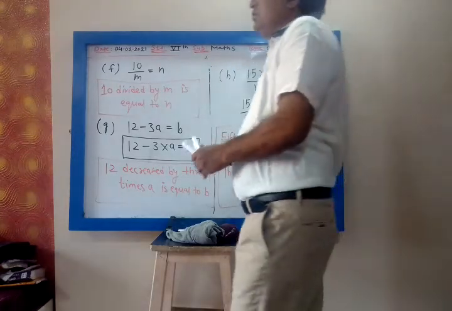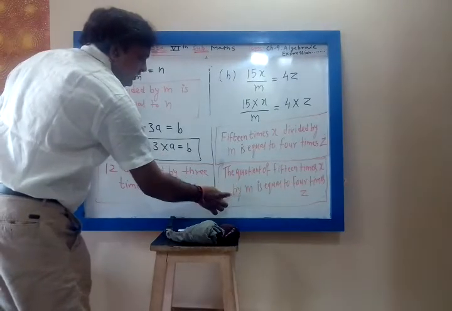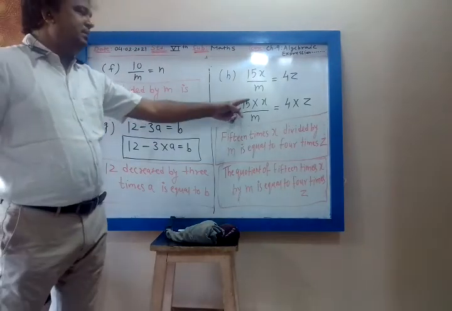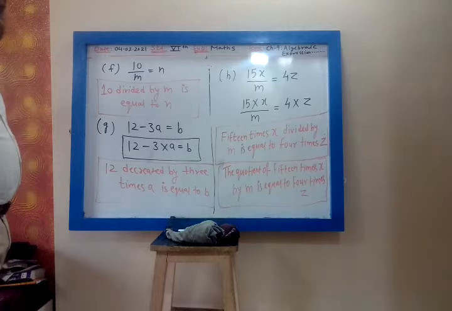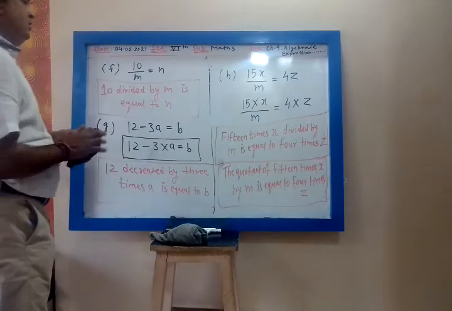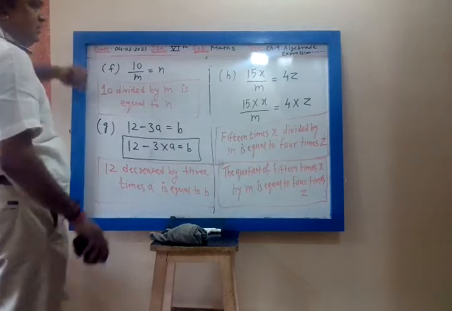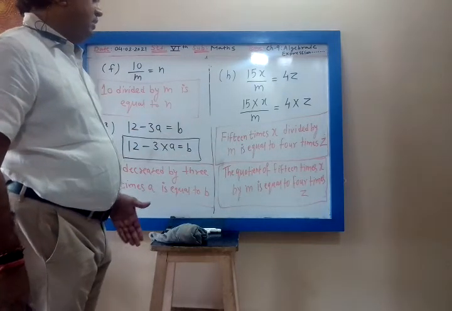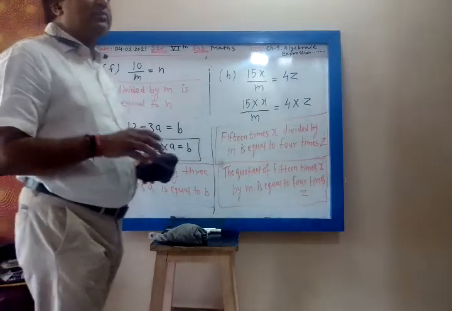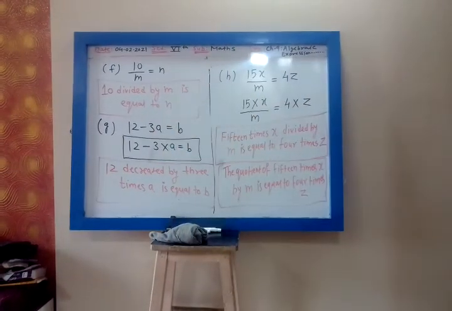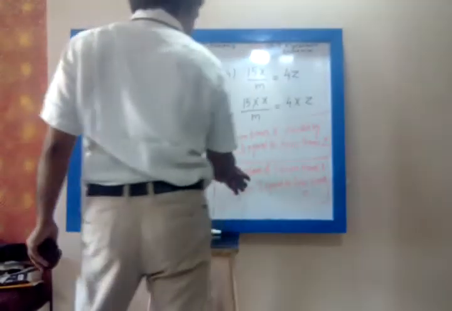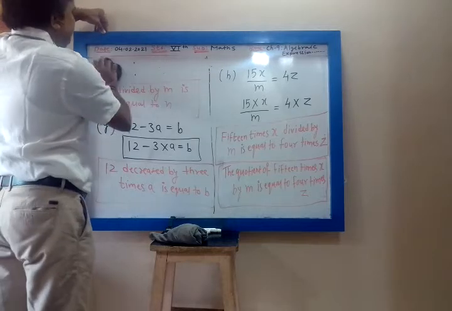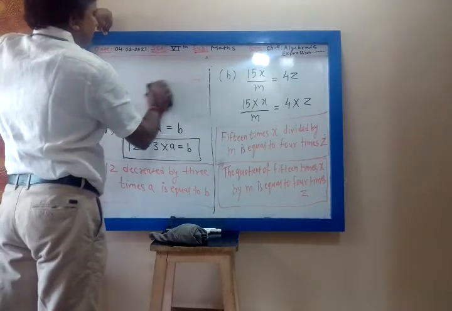Those who told me the answer in terms of quotient, when you are writing the quotient, you will not write divided by m again. The quotient of 15 times x by m is equal to 4 times z. I will advise you can write the number name instead of 15 in the wording, no problem. When we write the quotient, we don't write divided again.